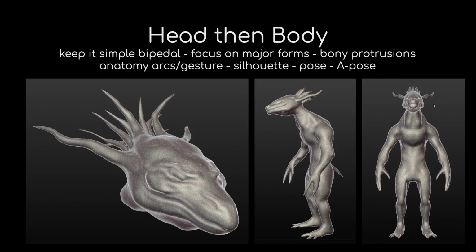So we're going to go in here and sculpt a head and a body as quickly as we can. Keep it simple. Bipedal, focus on major forms, bony protrusions, curves and the arcs of the anatomy and silhouette, trying to get a good A pose. And let's jump straight into it, shall we?